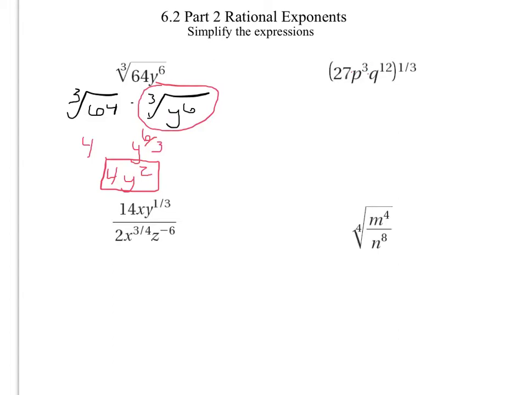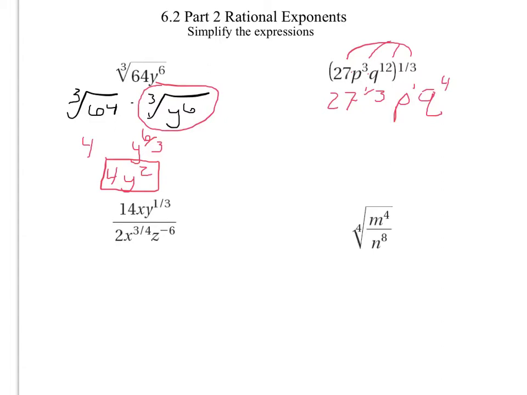So this exponent that's on the outside is going to come to each part. Alright, we can't forget that it goes to that 27 as well. So we would have 27 to the 1/3. P to the, now these exponents are going to multiply. 3 times a third is just 1. And then the Q to the 12 times 1/3, or 12 divided by 3 would be 4.